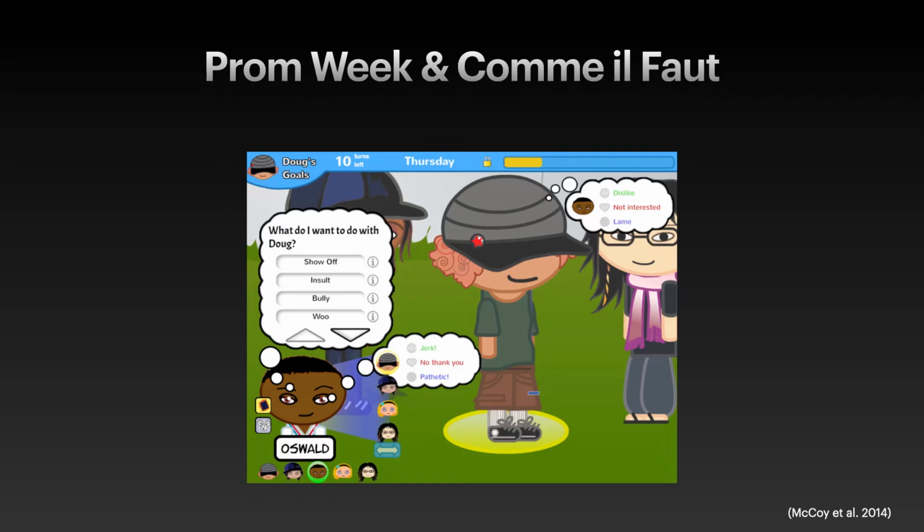Prom Week uses the Comme il Faut platform, which relies on the character-centric approach. There are no fixed narratives, but the platform enables the designer to set down high-level rules that control characters' expected behavior in different situations. In other words, it tries to make the characters behave appropriately in a given social context.